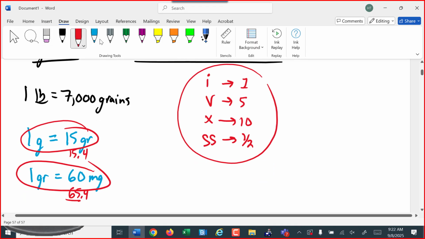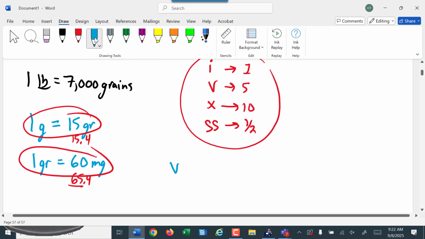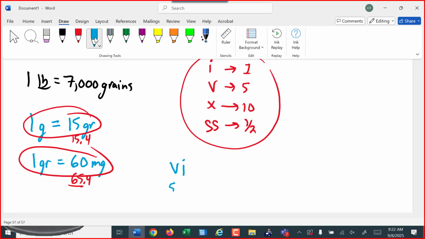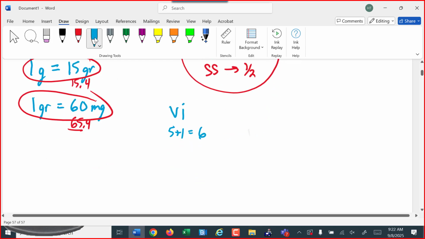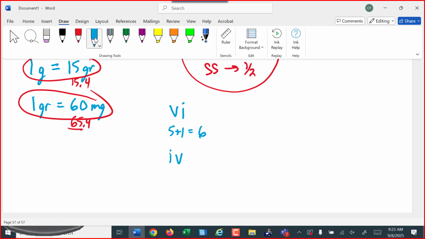You do need to know the difference between subtractive notation and additive notation. If it's a larger symbol followed by a smaller symbol, that's standard or additive notation. That's just going to be 5 plus 1 equals 6. If it's a smaller symbol followed by a larger symbol, like IV, 1 before 5 means it's a subtraction. It's 5 minus 1, or 4.